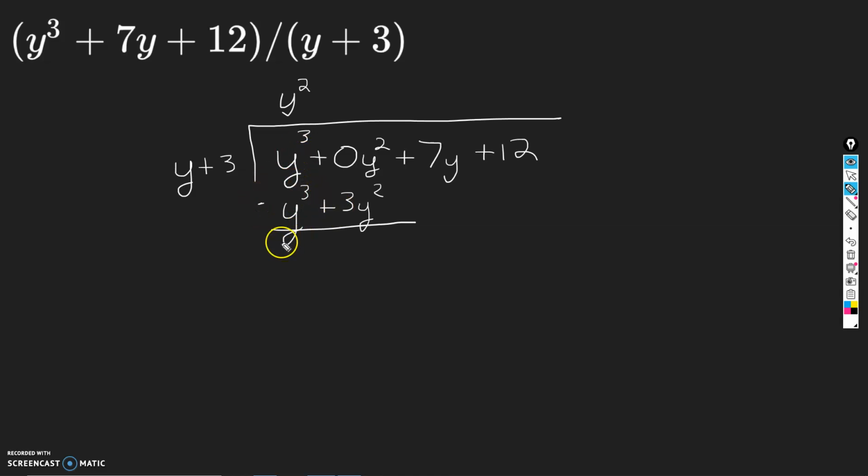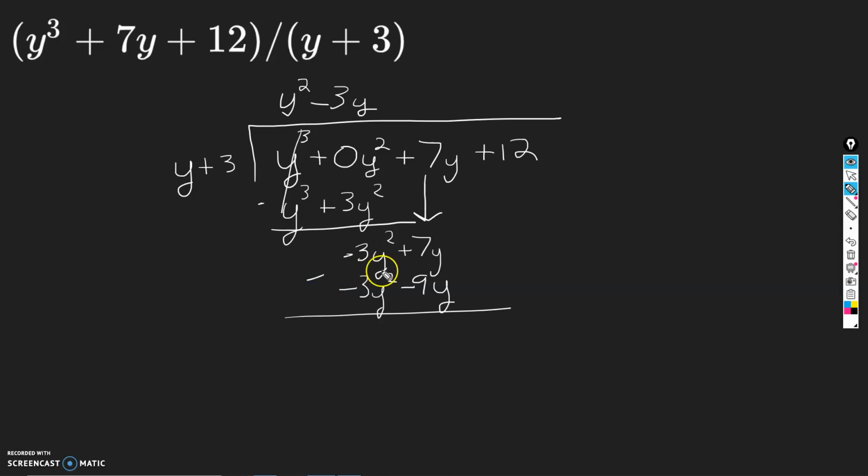y cubed minus y cubed is 0. Perfect. Those guys go out. 0y squared, or just 0 minus 3y squared. That's going to give us a negative 3y squared here. 7y drops down, and it's positive. Okay, the same thing. y goes into negative 3y squared negative 3y times, because negative 3 times y is negative 3y, and then y times y would give us the y squared. So negative 3y squared, and then negative 3y times positive 3, that's going to be negative 9y.